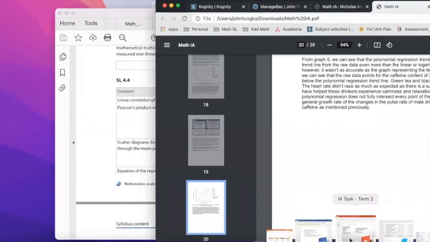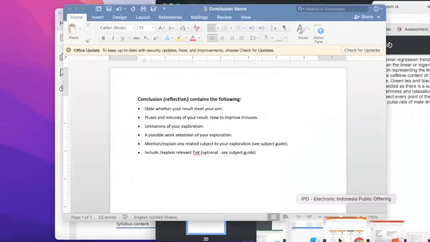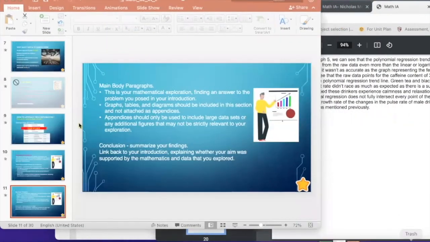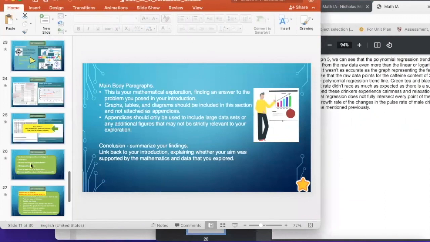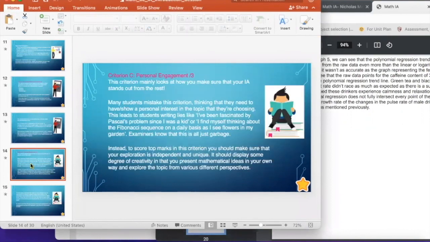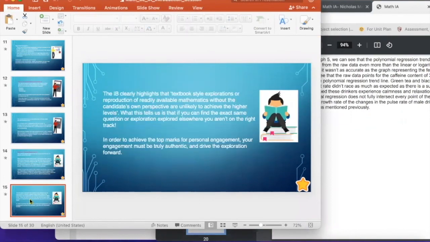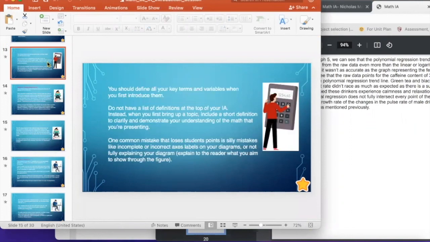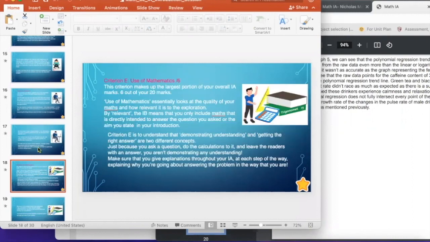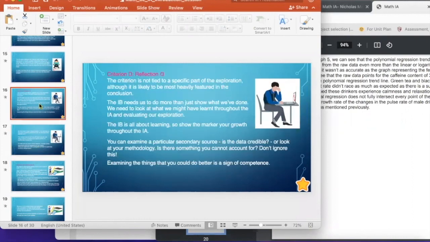Please consider the items to be included in the conclusion. I have shown this in this PowerPoint as well. Same thing. Personal engagement, so that reflection. Reflection. Okay. So you can see this slide in the managed back for the reflection.